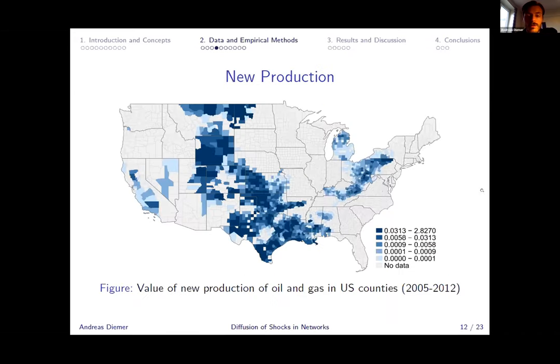To give you an idea of the geographical profile of what I'm looking at, this is where new production takes place on aggregate between 2005 and 2012. You'll see it's concentrated around North Dakota, Wyoming, parts of Texas and Oklahoma, mainly, and something in New Mexico.